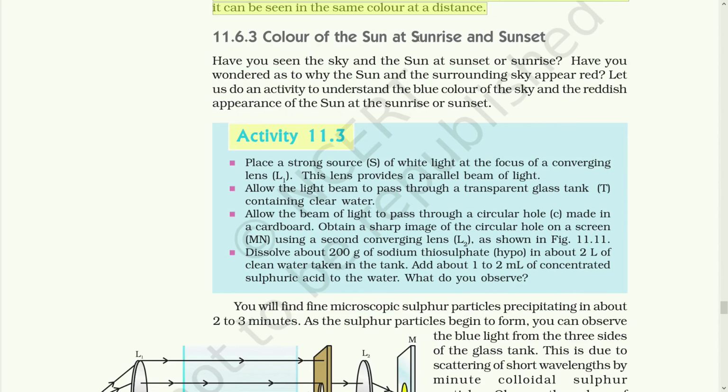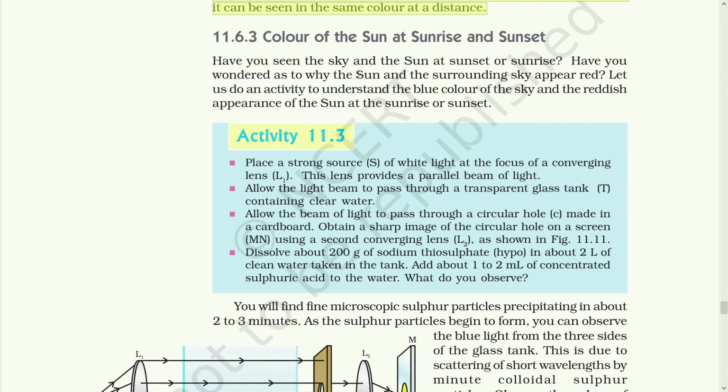Color of the sun at sunrise and sunset. Just as we have studied, the particles scatter different colors at different wavelengths. Thus, at sunrise and sunset, you can see a yellowish or reddish color in the sky because at the horizon there are many more particles of larger proportion rather than smaller proportion, and that larger proportion material scatters larger wavelength colors. Have you seen the sky and the sun at sunset or sunrise? Have you wondered why the sun and the surrounding sky appear red?